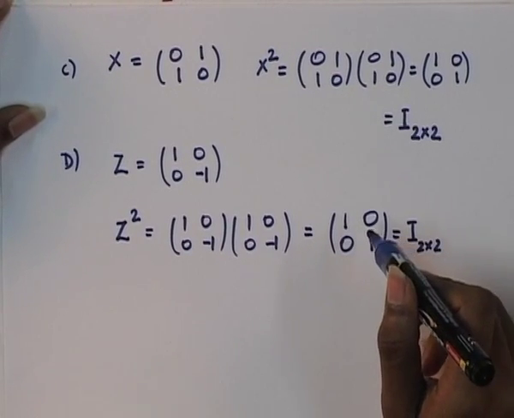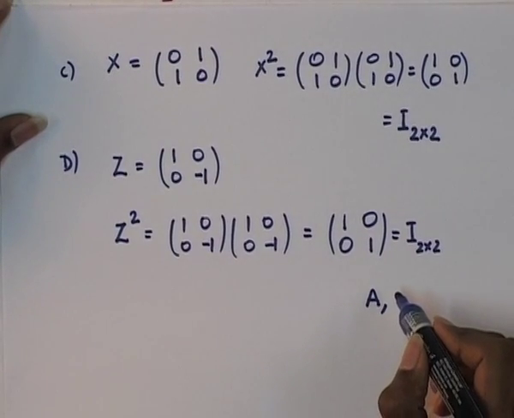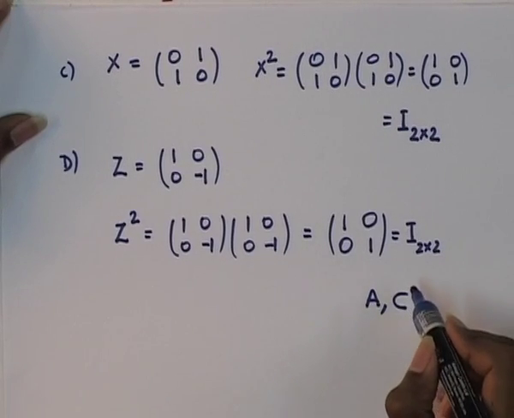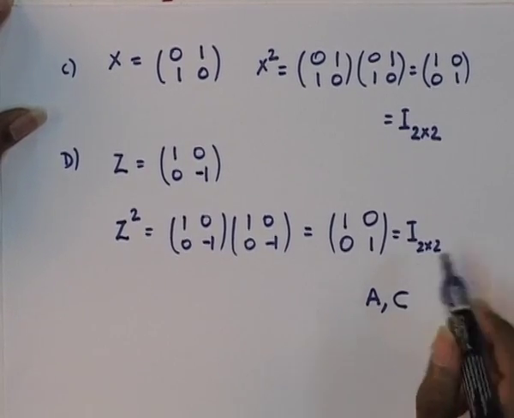So the correct options in this problem are only A, which says C naught square is an identity matrix of size 4 cross 4, and option C, which says X square is a matrix which is identity with size 2 cross 2.